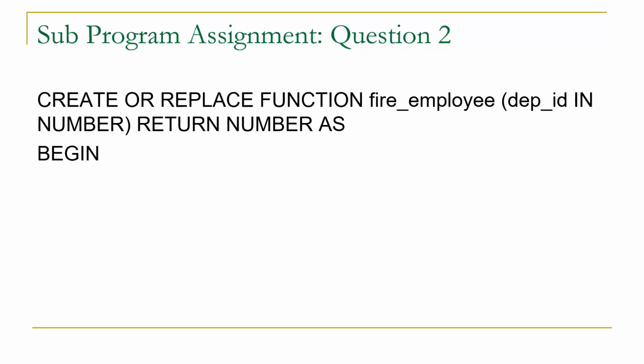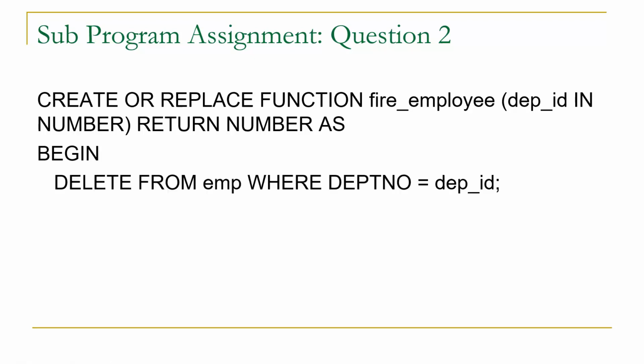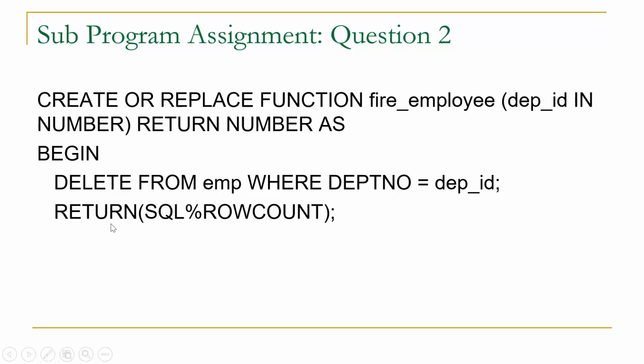In begin section, we will use delete statement to delete the record of employee where department number is equal to this. Let us write this delete statement. So it is delete from employee where department number equal to dip_id. The value of this dip_id will be passed to this stored function as a parameter. This stored function is returning the value of SQL %rowcount to the calling environment.